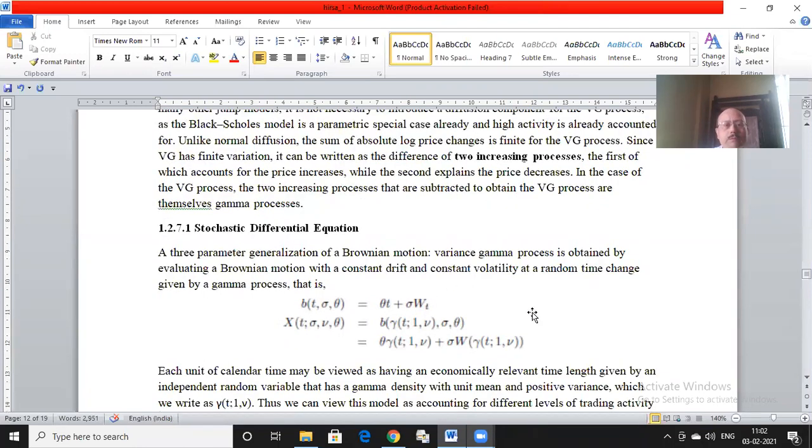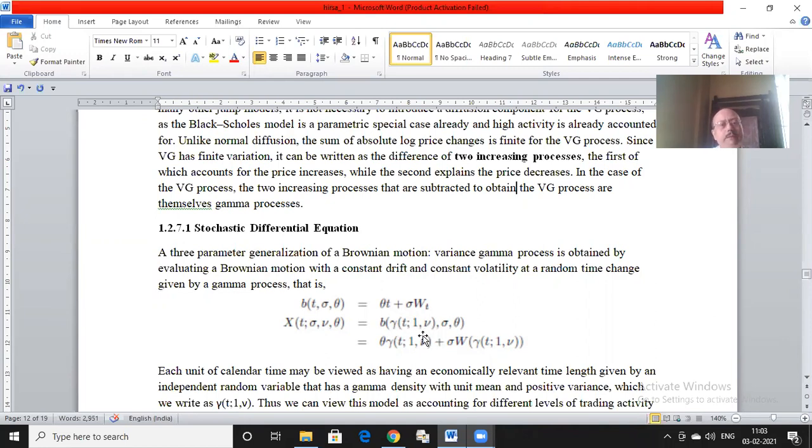So we say that our actual process X, the realized process X, is defined at time t by these three parameters. So this new parameter will come in apart from sigma and theta. What is happening to X? X is the B function, as in B(t, sigma, theta), but evaluated at a random time point, which is given by this gamma process at time t with unit expectation and a finite constant variance.